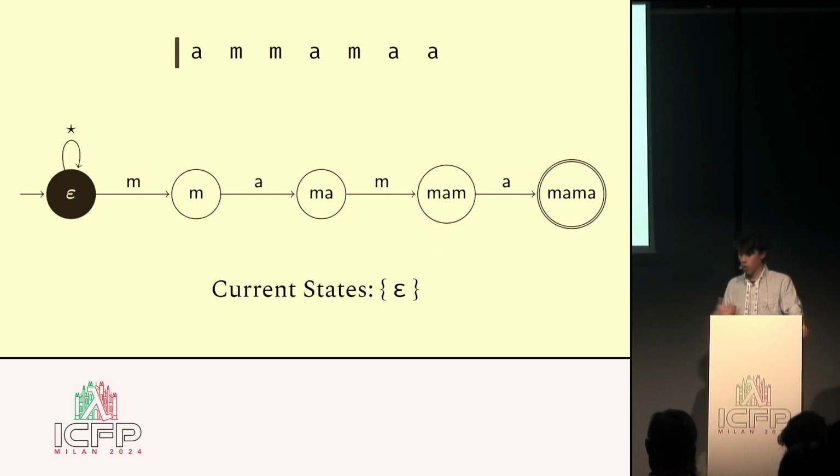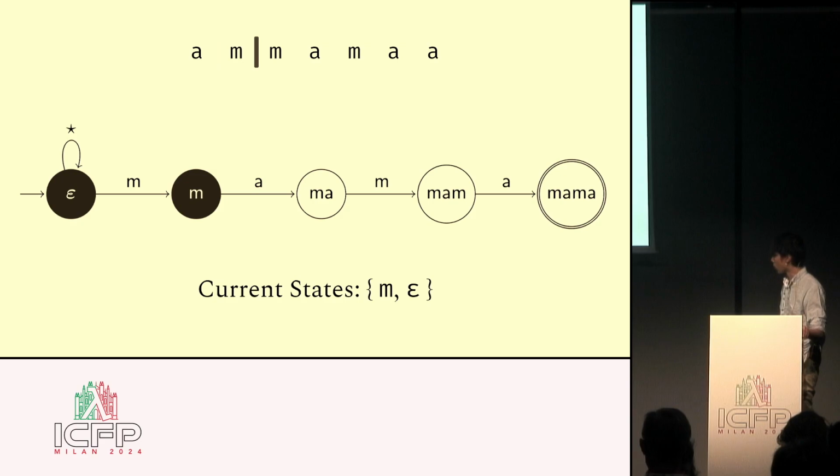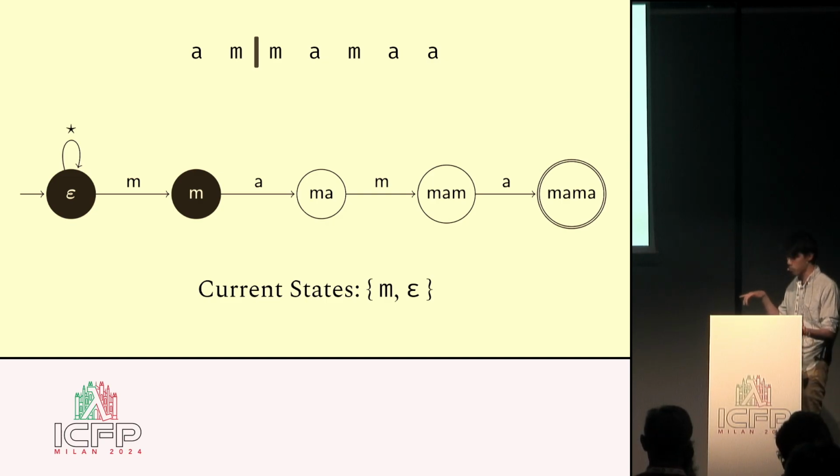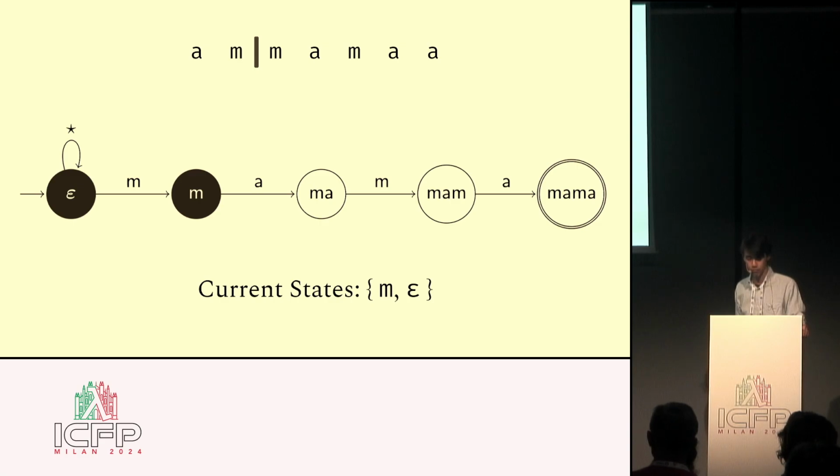All right, so I'm going to just simulate the NFA on this piece of text. If we see an A, nothing happens. If we see an M, we're going to end up in two states, one in which we've seen an M, because that's the start of our pattern, and another which is always empty, because we can always start looking for the pattern at any position in time.